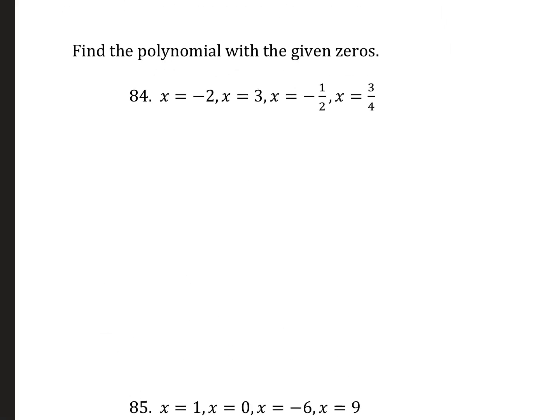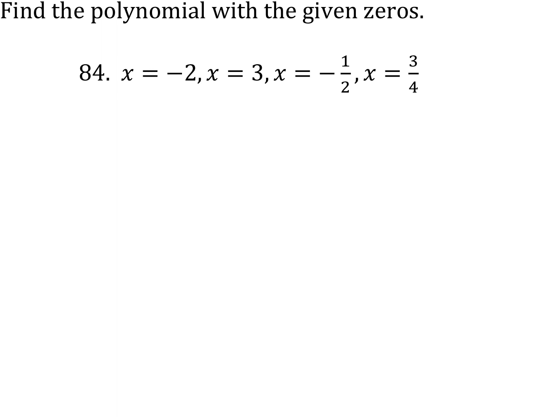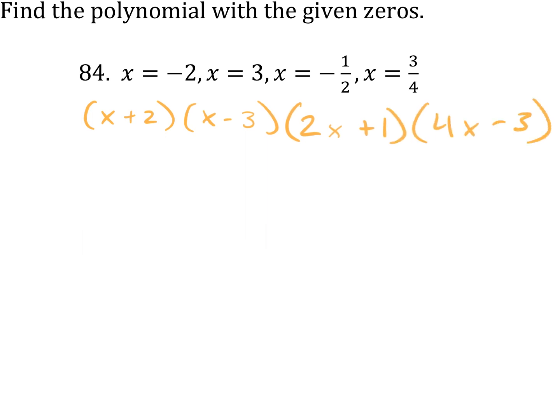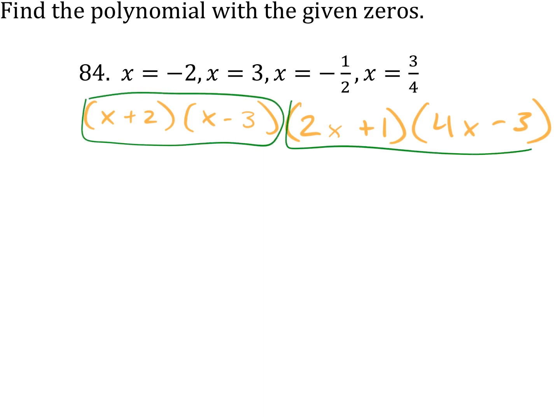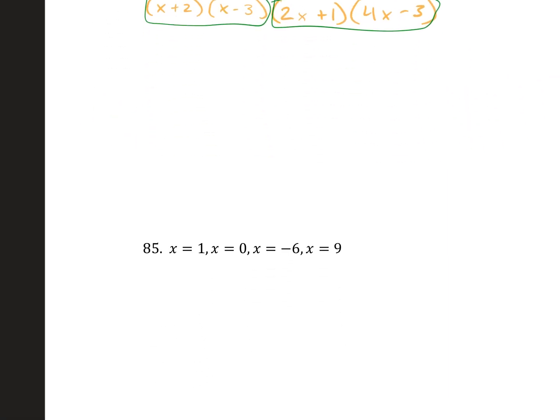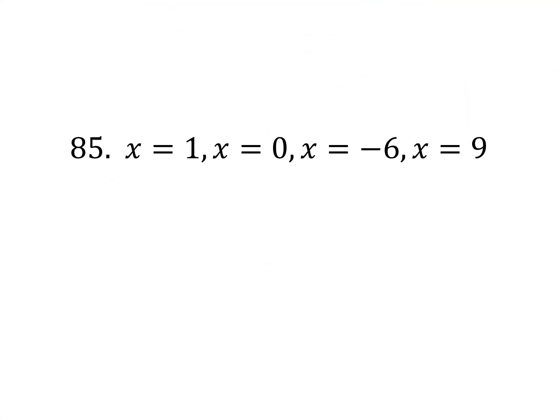We'll set up both of them. For 84, remember we changed the sign, so it'll be x plus 2, x minus 3. When we have a fraction, the denominator goes in front of the x. So 2x plus 1. From here, I would FOIL the first 2 together, FOIL the second 2 together, and then multiply those 2 answers together. Let's set up 85.